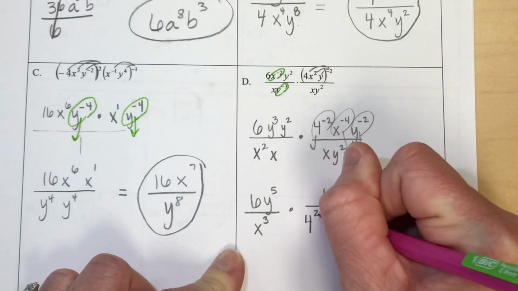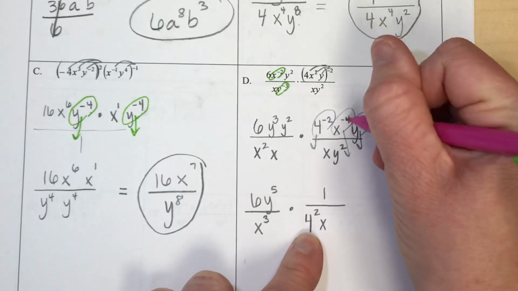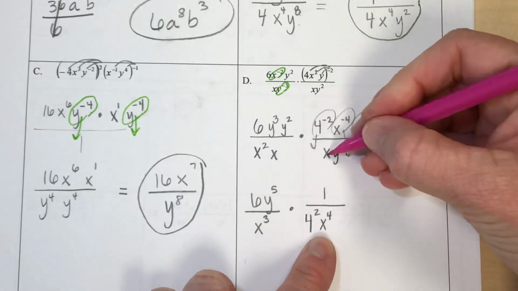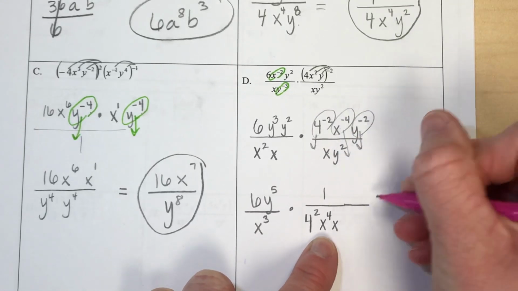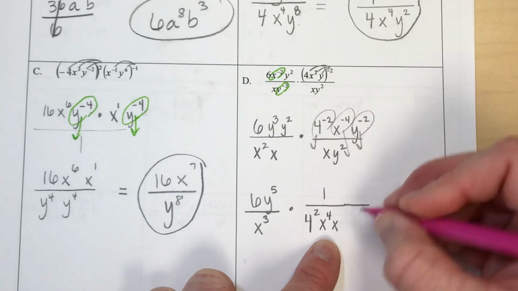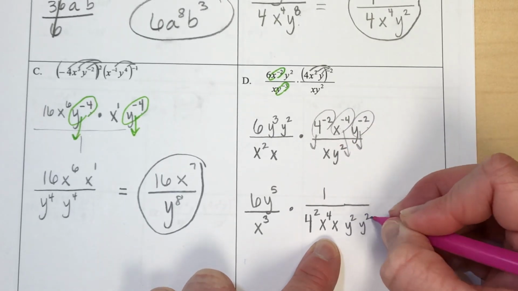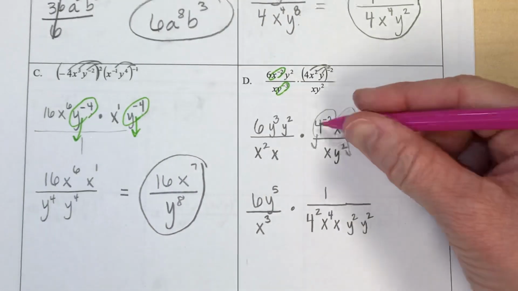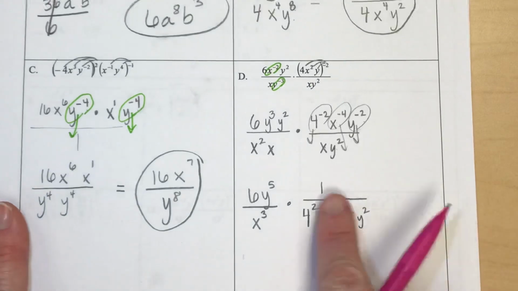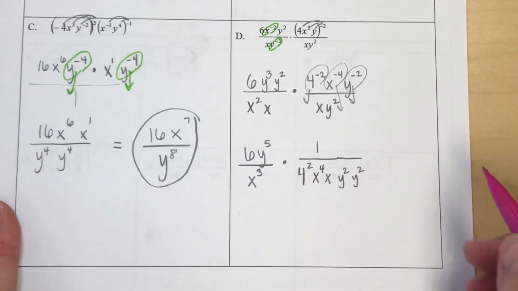So 4 squared is going to drop down. My x to the -4 is going to drop down. Now right next to it, I'm going to put the x that was already there, because those were alike, so I'm going to put them next to one another. This y squared is going to drop, but there was a y squared already there, so there's that one. So we have now 5 terms in the bottom, the 2 that were already there, and then the 3 that we moved down. So let's simplify this a little bit, and then we'll see if we can do any canceling.